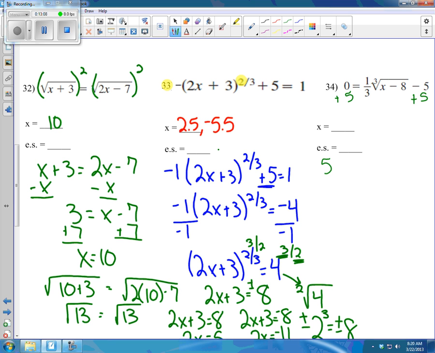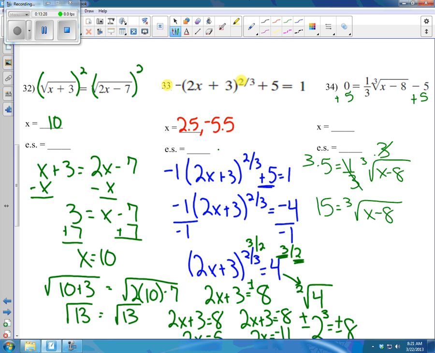So at this point, I have 5 equals 1/3 the cubed root of x minus 8. The next thing I'm going to do is move the 1/3, and I'm going to do that by multiplying by the reciprocal. So if I multiply this side by 3, the 3 and the 1/3 cancel out. So I'm going to multiply this side by 3. That gives me 15.